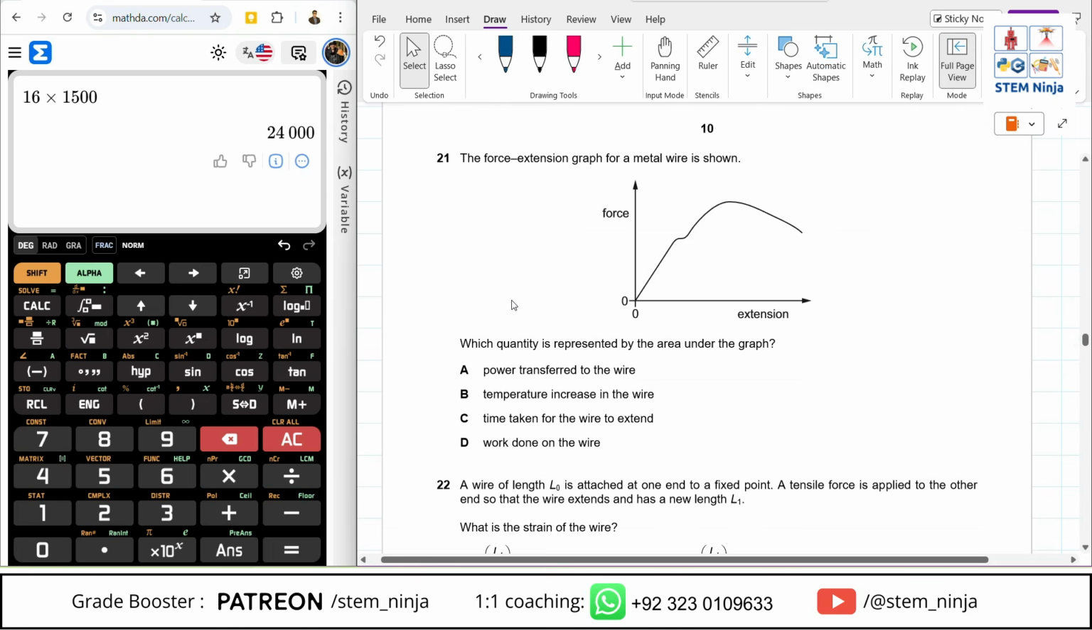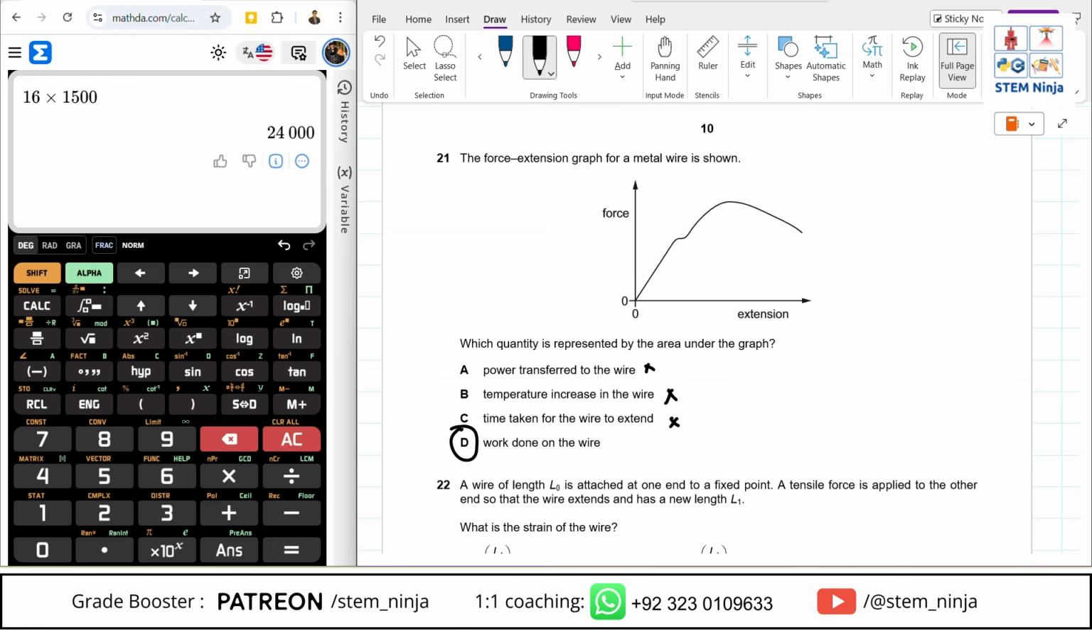Okay, moving on. The force extension graph for a metal wire is shown. Each quantity is represented by the area under the graph, that is the elastic energy or strain energy. So let's see. All the work done on the wire. Okay, so power transfer, definitely not. Temperature, no. Time taken, no. Work done on the wire, which is the elastic potential energy, strain energy, whatever we want to call it.